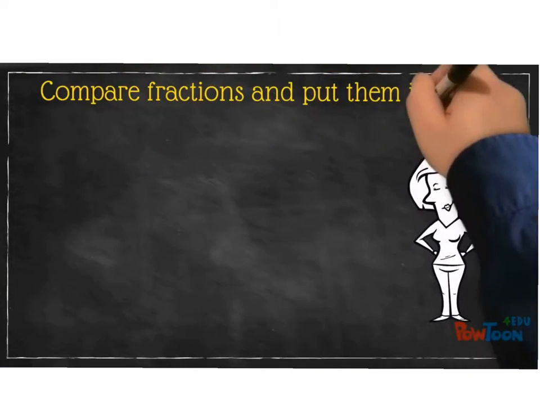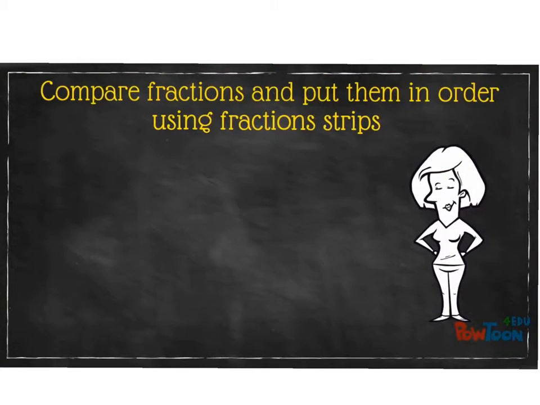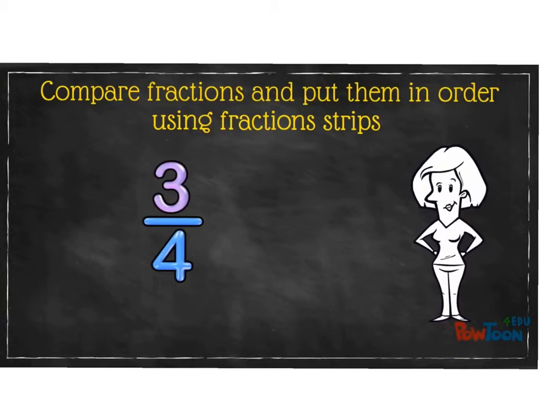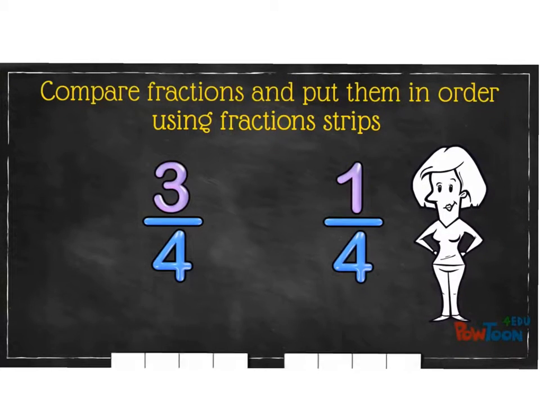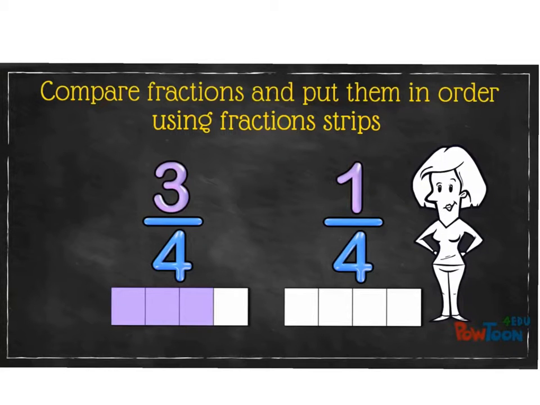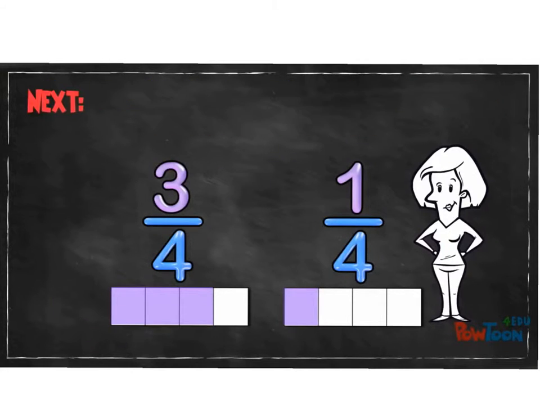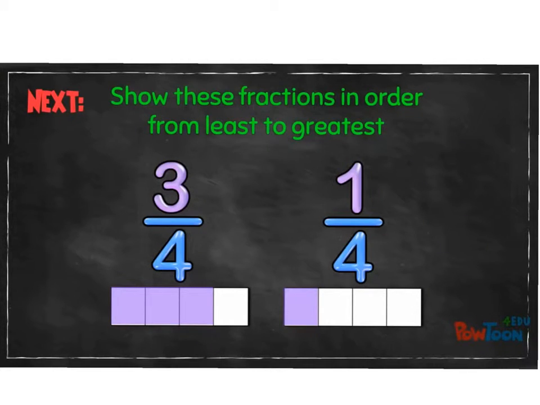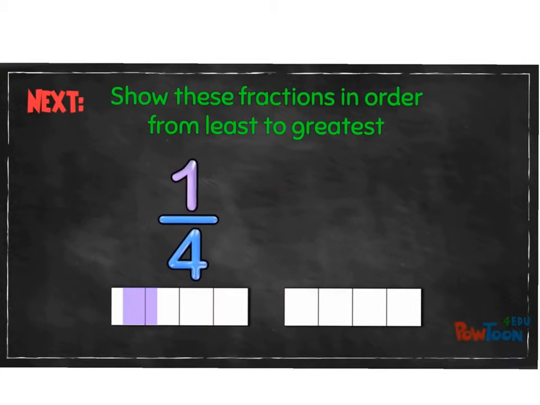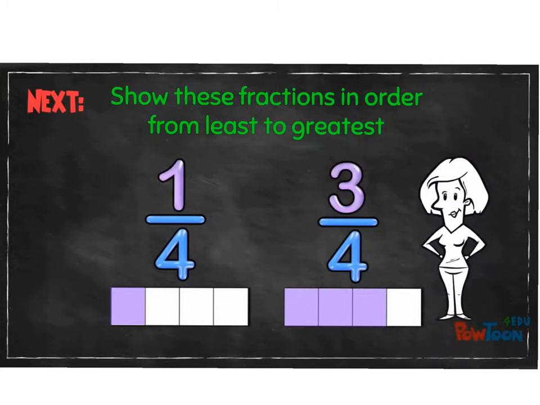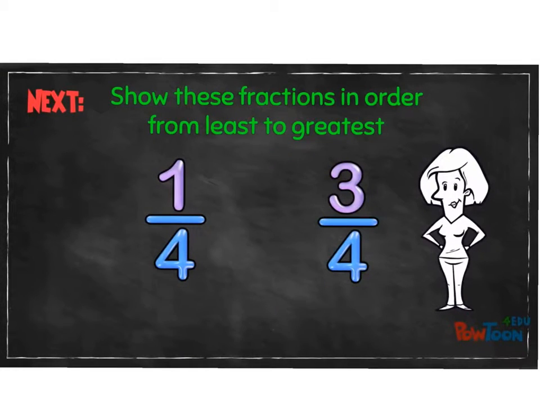Compare fractions and put them in order using fraction strips. Here's 3/4 and 1/4. And here's an illustration of those fractions using fraction strips. You can see straight away that 3/4 is the greatest fraction. Next, we write about that using the greater than or less than signs. We're going to show the fractions from least to greatest, and that's smallest first. Now the fractions are in the right order, but which sign do we use between them?